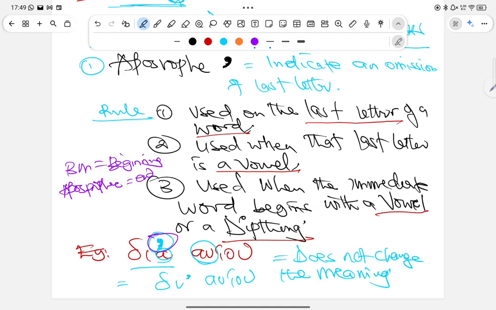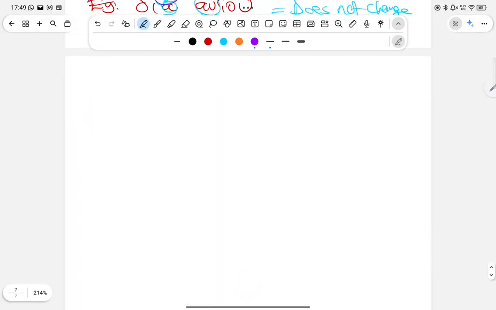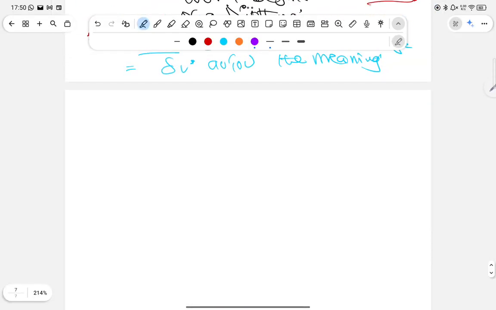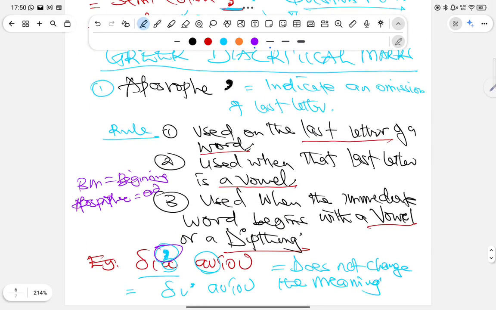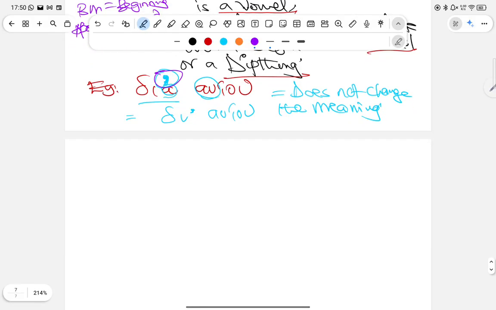The diacritical marks are 2, right? The first one we've been speaking about is the apostrophe. The second mark is called diaeresis.